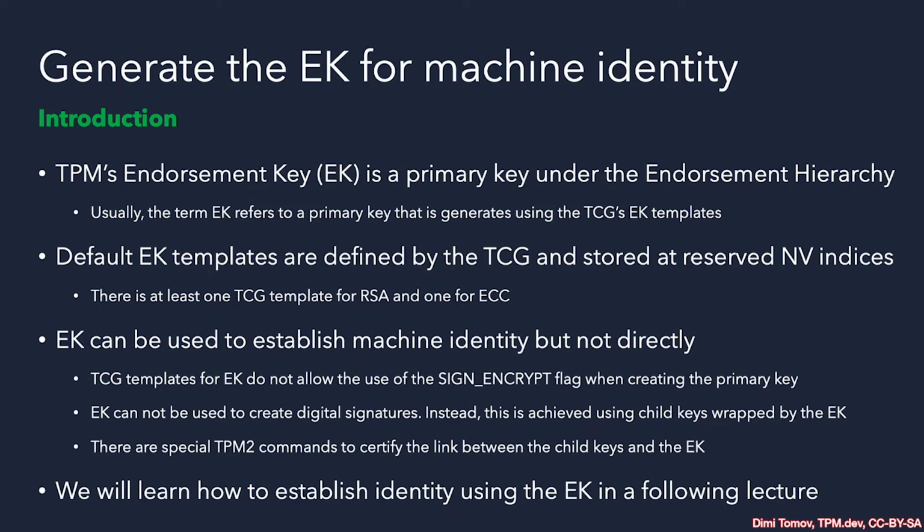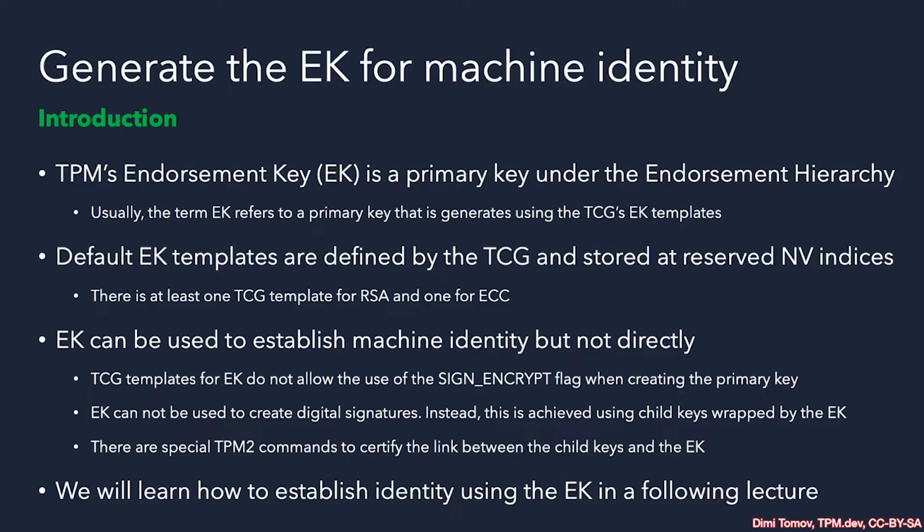To generate machine identity using the EK, we need to take several steps. First, we need to generate the endorsement key. And in order to be able to verify the TPM authenticity, we would have to follow the TCG templates. For every TCG template for an EK, there has to be a separate EK certificate. We'll talk more about that in the next lecture when we see the practical steps to verify a TPM. Now, the default EK templates in most cases are available and stored at the non-volatile memory of the TPM itself. Usually we have at least one for RSA and one for ECC.